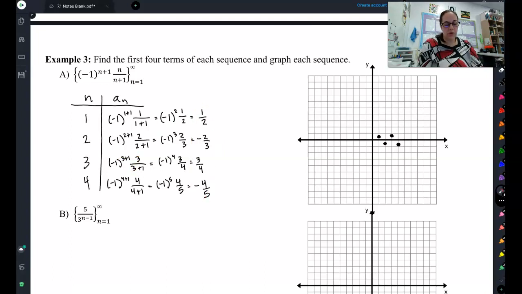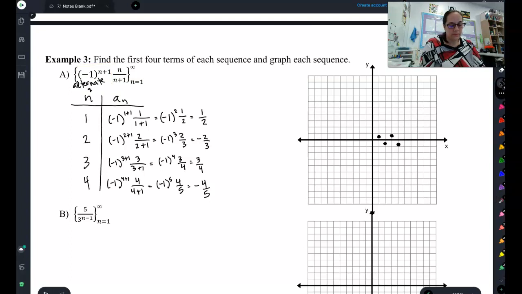However, I did want you to notice that this part of the equation right there is just there to determine the sign. This is one of the ways that we write alternating signs into an explicit formula for a sequence. Because this one makes it positive, this one makes it negative, this one makes it positive, this one makes it negative. So this part of the equation right there is there to alternate the signs. And this one starts with a positive sign.